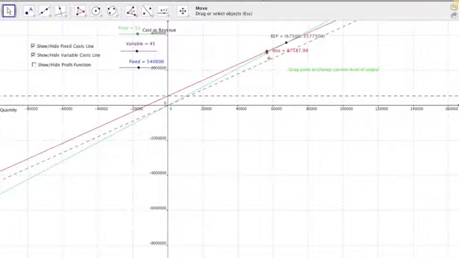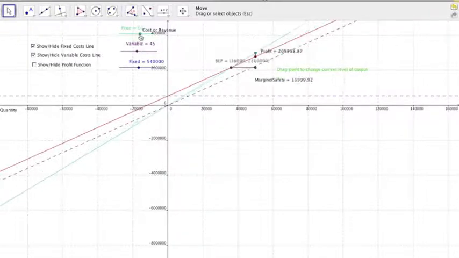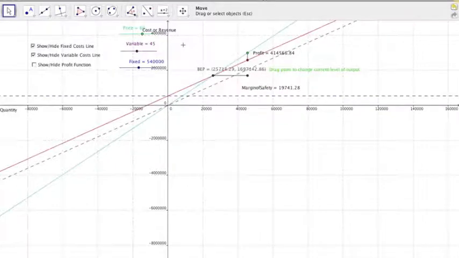As the price is increased, the break-even point moves more to the left. You can see it has moved more to the left, which means that the break-even revenue and the break-even quantity decrease. Also, the total revenue line becomes steeper as the margin of safety becomes larger. Also, there are higher amounts of profit or a lower amount of loss.